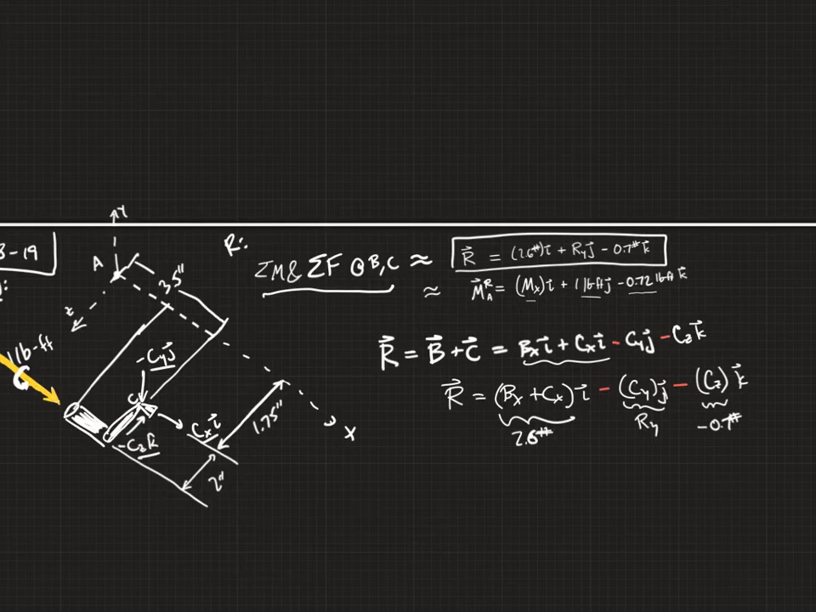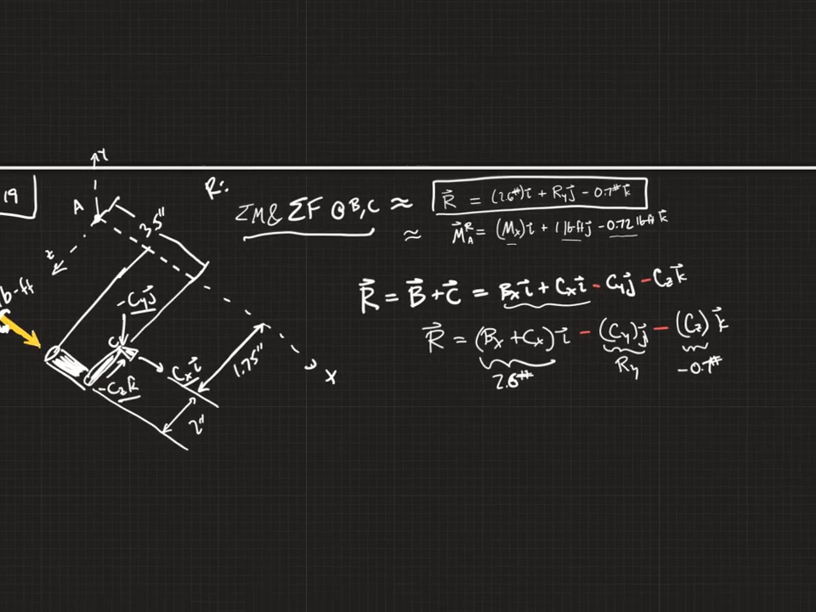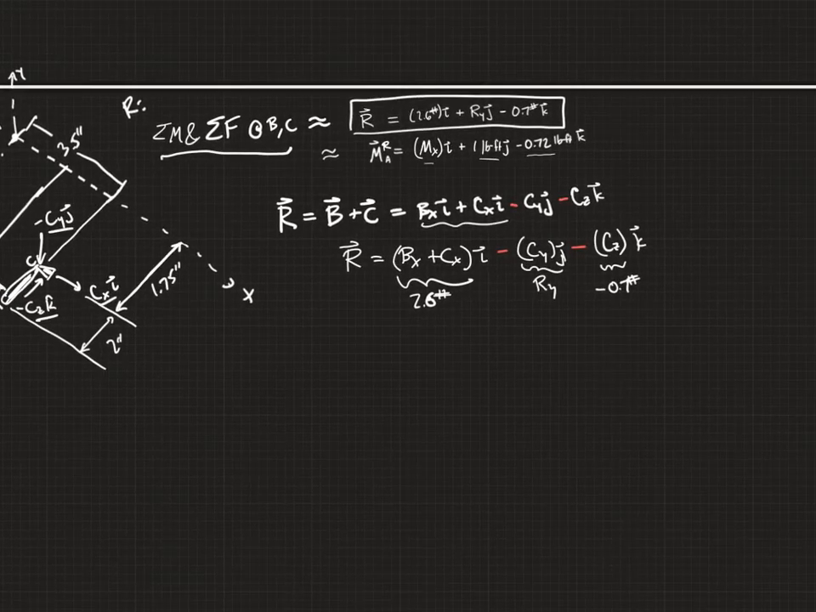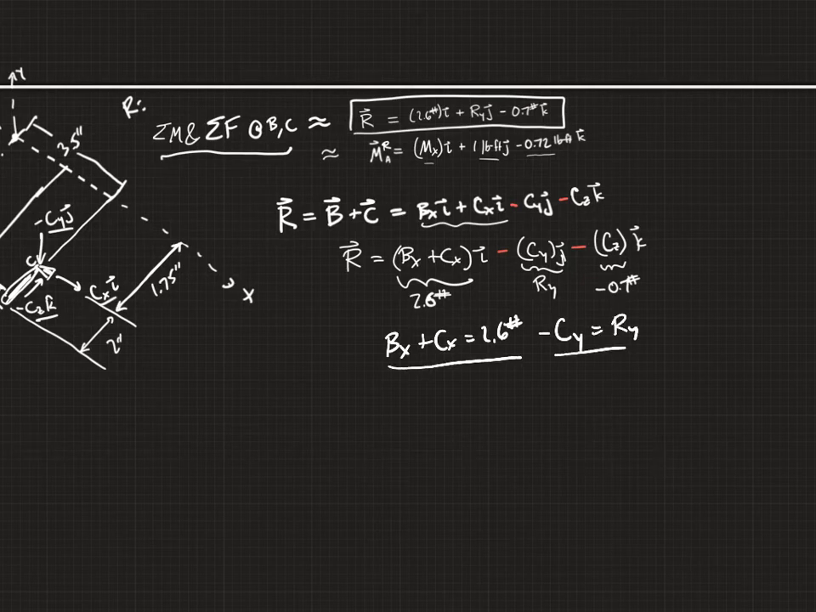All right, so then it's fair to say that we now know a good bit. We can say that Bx plus Cx equals 2.6. So I'll just go ahead and write out what we know. So Bx plus Cx equals 2.6 pounds. Okay, negative Cy equals Ry, and Cz equals positive 0.7, because negative Cz equals negative 0.7. So those are our three equations, or three things that we know.